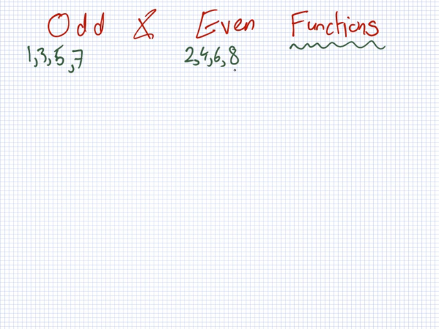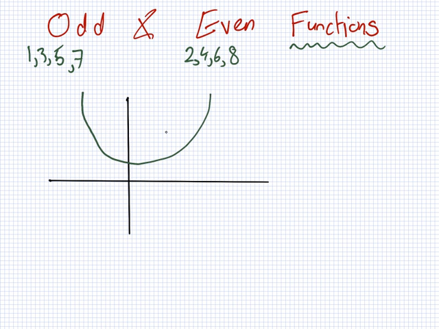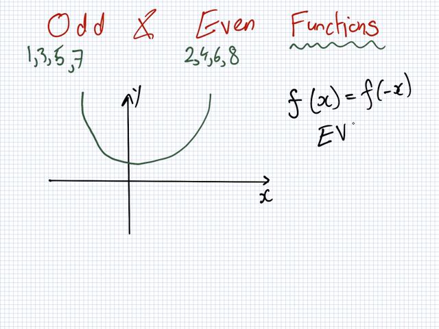It has to do with the graph. Graphs which look like this, which are the same on the left and on the right. So for example, if f(x) equals f(-x), we call that even. So this is why x squared, x^4 and x^6 are even.